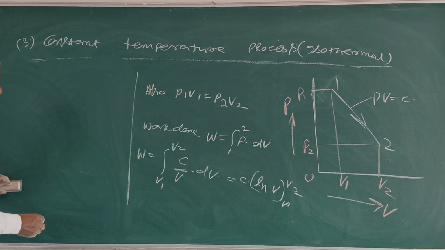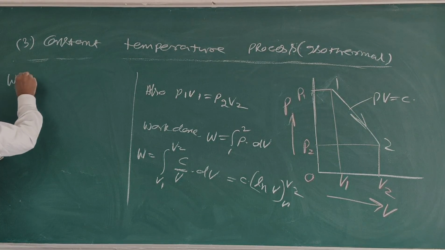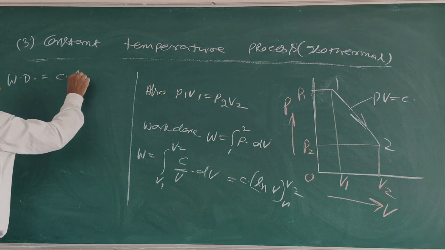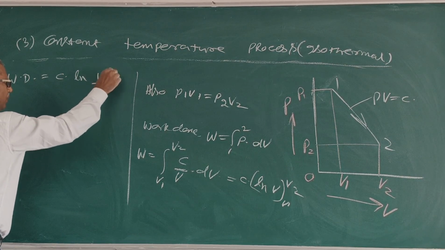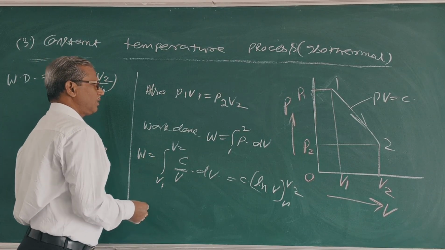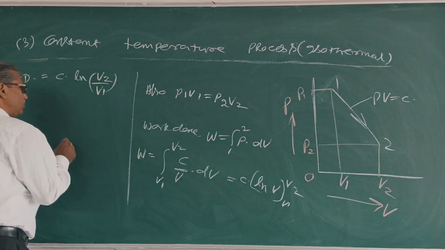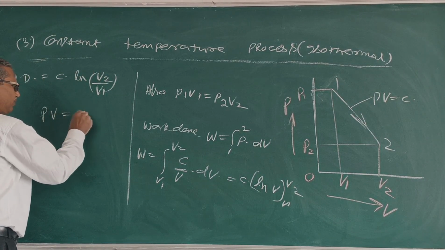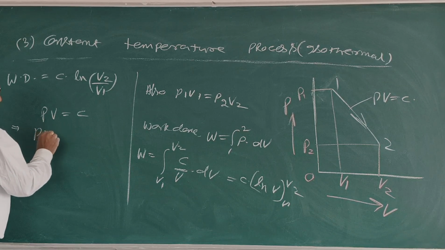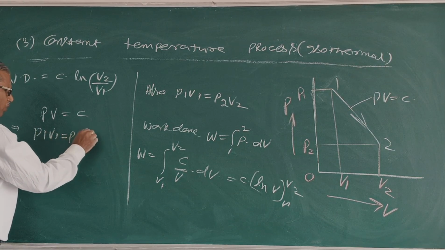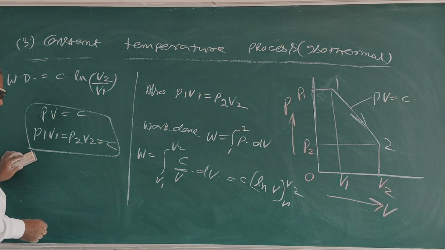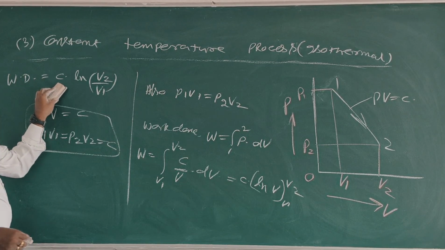What is work done equal to? C into ln V2 by V1. What is C? C is equal to PV, joule. At the same place, P1 V1 is equal to P2 V2 is equal to C. Clear? Put the value of either P1 V1 here or P2 V2 here.